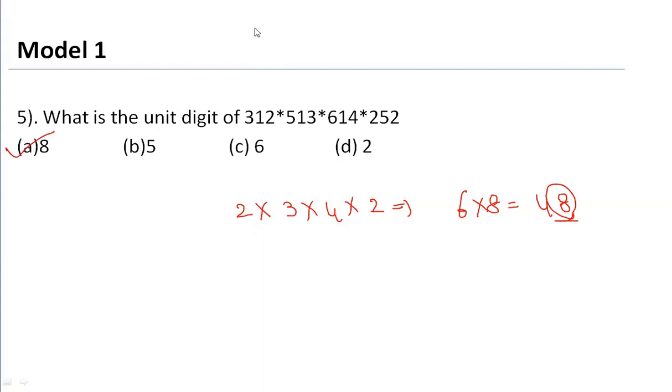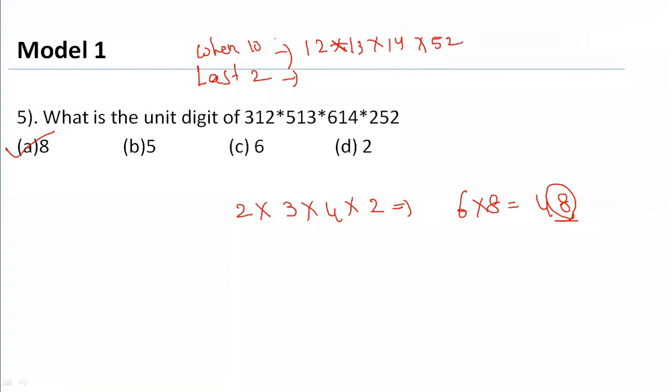Now I'm going to talk about one more important point. If they are asking what are the last two digits of the multiplication, or what is the tens place value of this calculation, you should not take only the last place, multiply, and give the answer. When they ask for the last two digits, or when they ask for the tens place, you have to take the last two places, guys. 12, 13, 14 and 52.